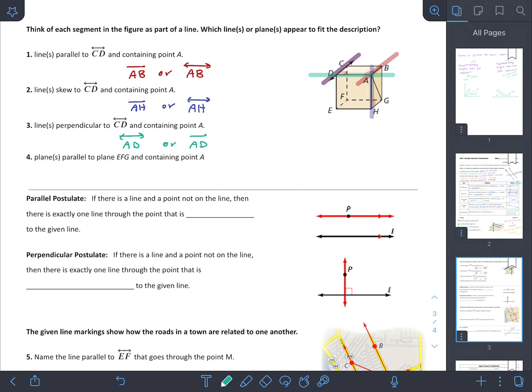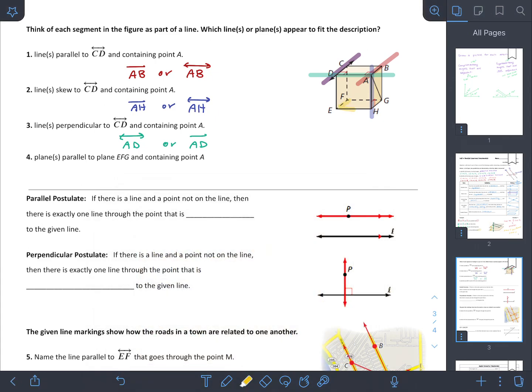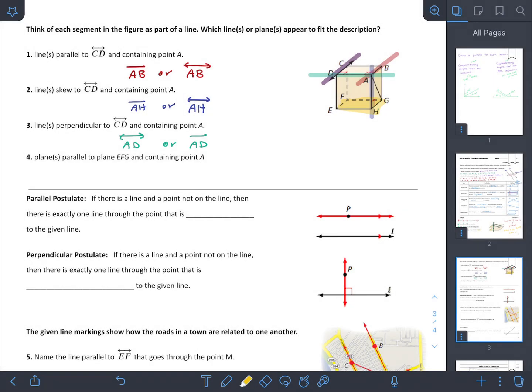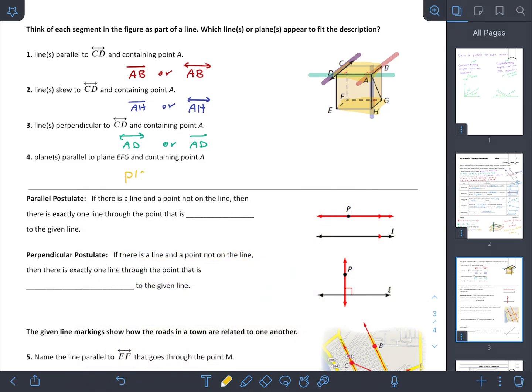And then lastly, planes that are parallel to EFG and containing point A. So EFG is this plane down here, kind of this bottom surface of that box. So I want a plane that is parallel to EFG and containing point A. That would be this top plane. It's parallel, but it also contains point A, and we could call that a variety of things. I'm going to call that plane, and then you just pick 3 points on it. So ABC.